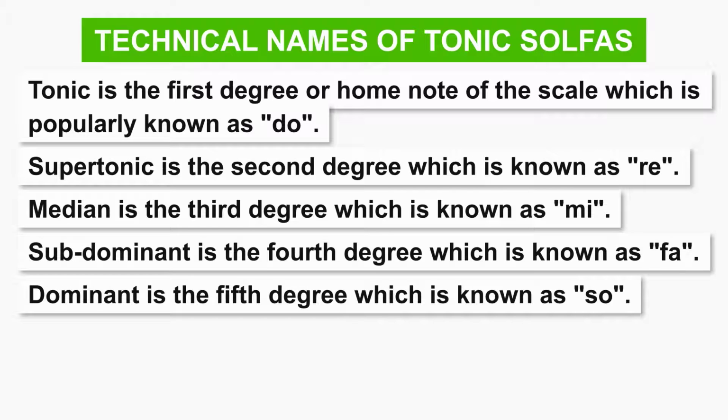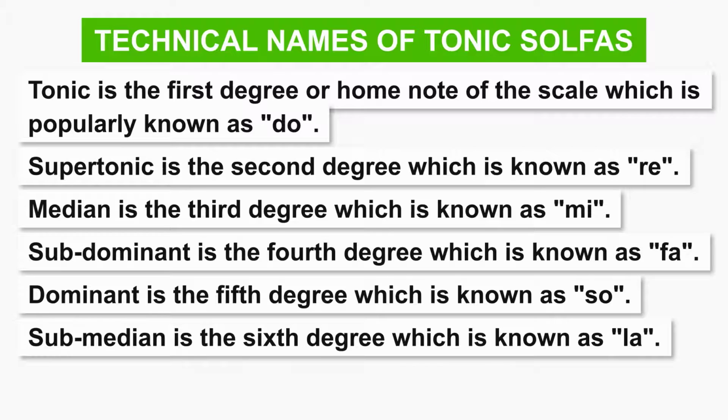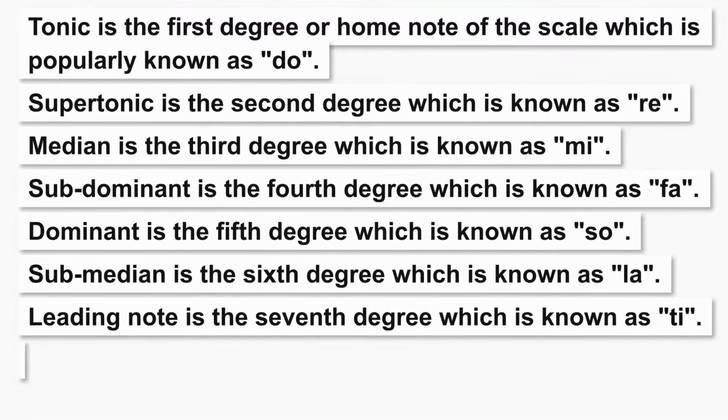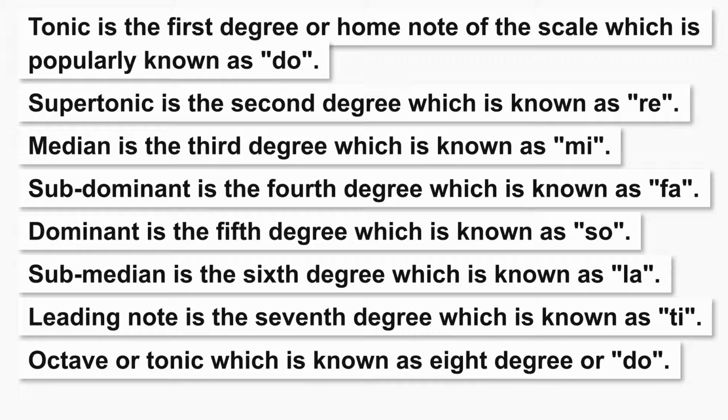Dominant is the fifth degree, which is known as Sol. Submediant is the sixth degree, which is known as La. Leading note is the seventh degree, which is known as Ti. And the last one, octave or tonic, which is known as the eighth degree or Do.